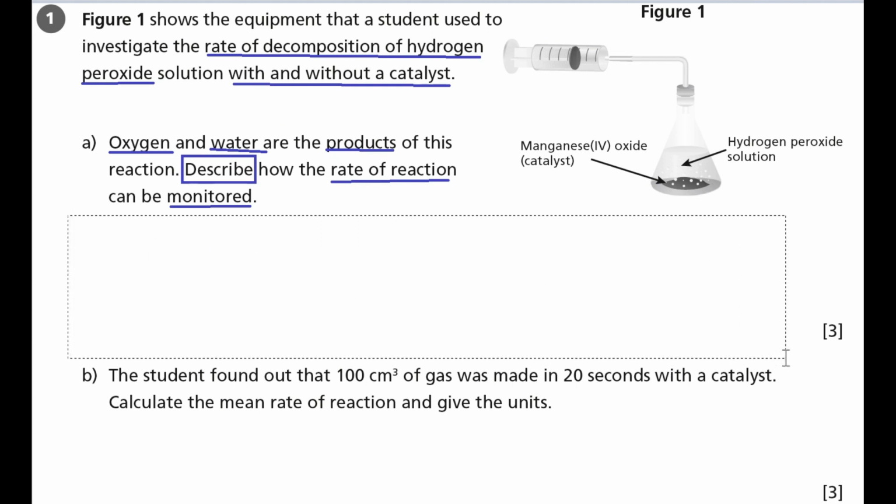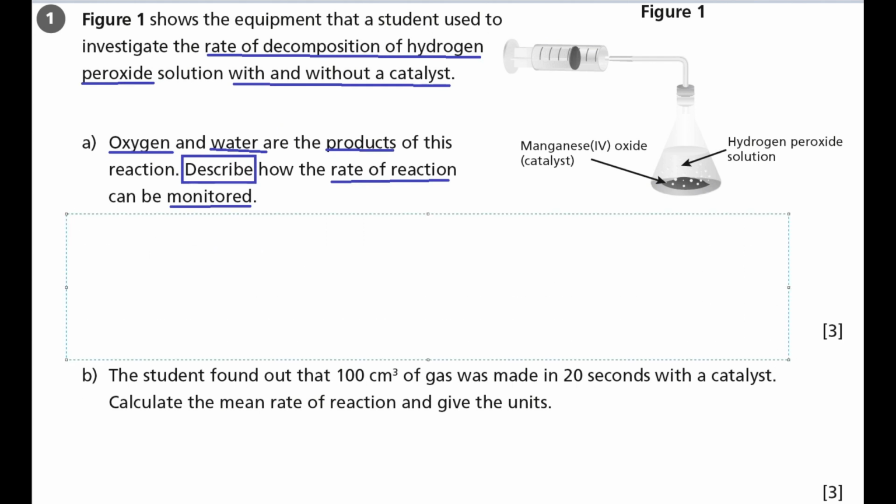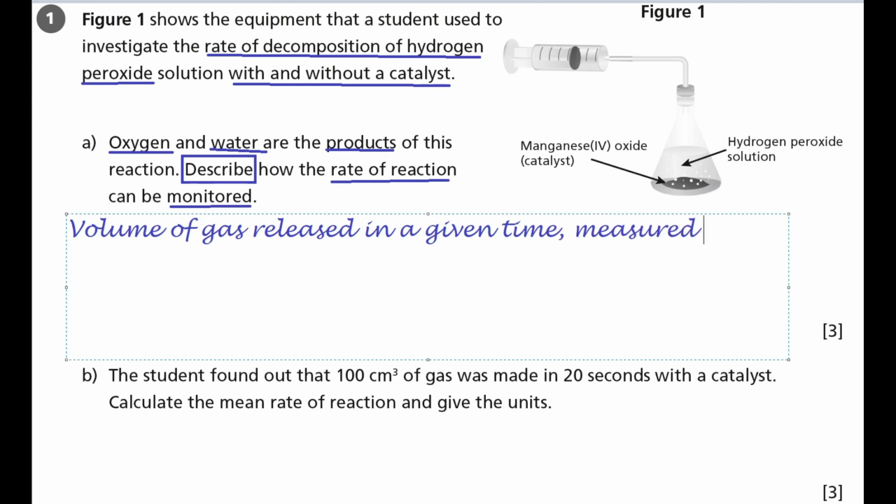So let's start penning our answer. We can measure the volume of gas. We can actually say oxygen if you like, and that's 1 mark, released in a given time. That will be a 2nd mark. Measured on the scale of the gas syringe. So we're talking about what piece of equipment we're using. So 1 mark for saying that we're measuring the volume of gas released, 1 mark for saying in a given time, and 1 mark for saying how we're measuring it, which is on the scale on the gas syringe.